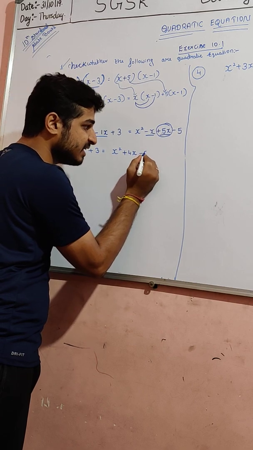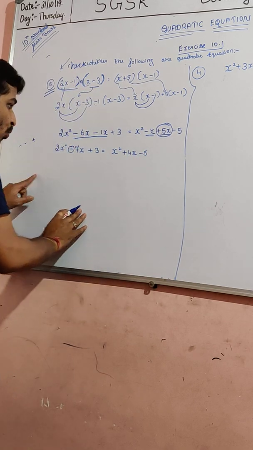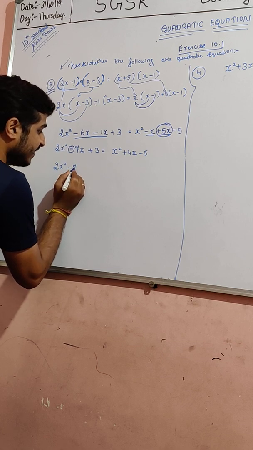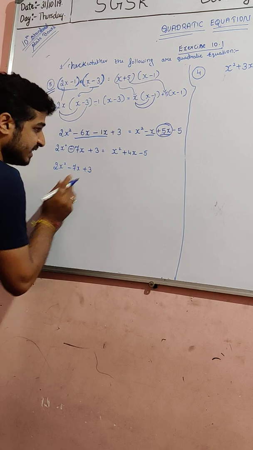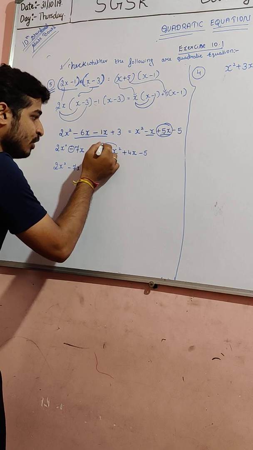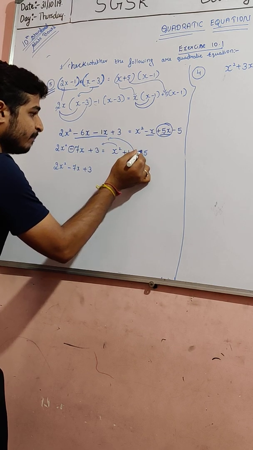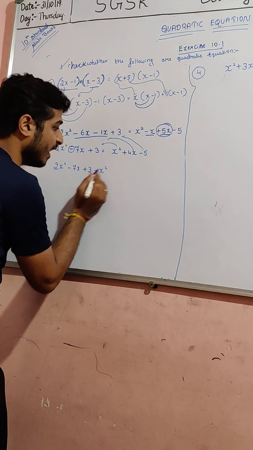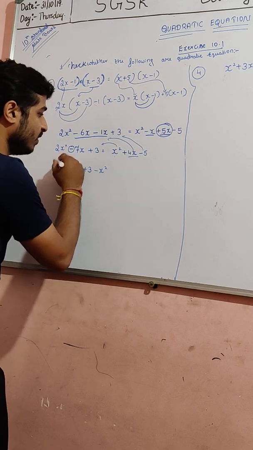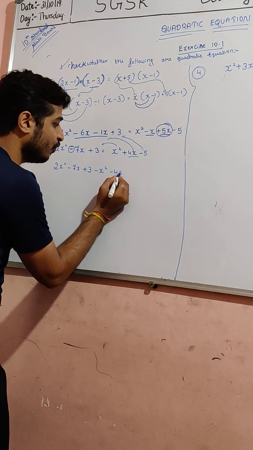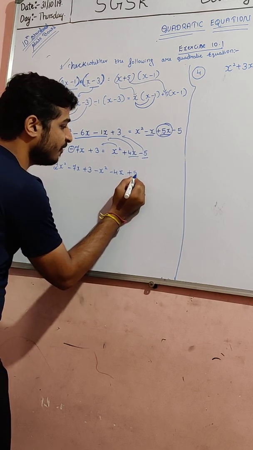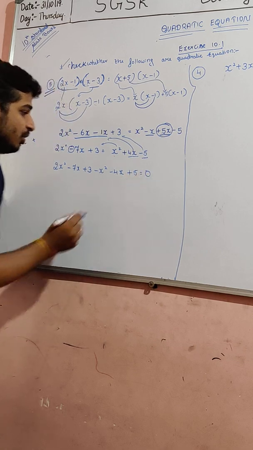So minus 5. Now you should shift this 2x square minus 7x, so plus 3 as it is. So now each and every value shift towards that side. So when you shift x square here, it becomes minus x square. When you shift 4x towards here, it becomes minus 4x. Here you are shifting minus 5 here, it becomes plus 5 is equal to 0.